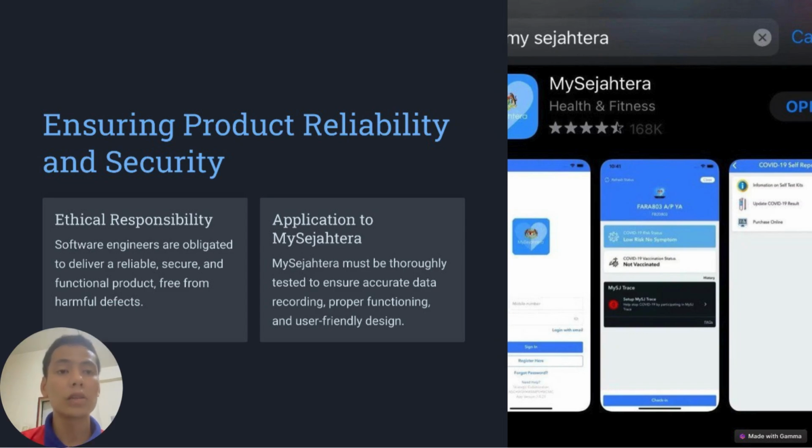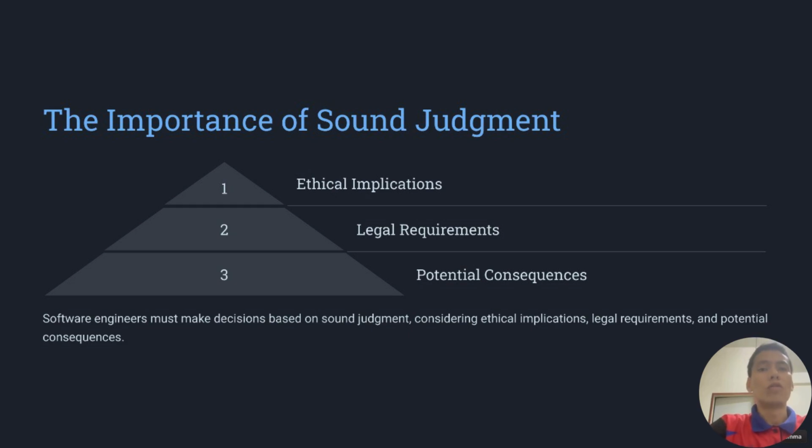Next, the ethical principle is product. Ensuring product reliability and security. Software engineers are obligated to deliver a reliable, secure and functional product free from harmful defects. MySejahtera must be properly tested to ensure accurate data recording, proper functioning and user-friendly design. For platform device also, MySejahtera is an application that can be accessed using both Android and iOS platforms.